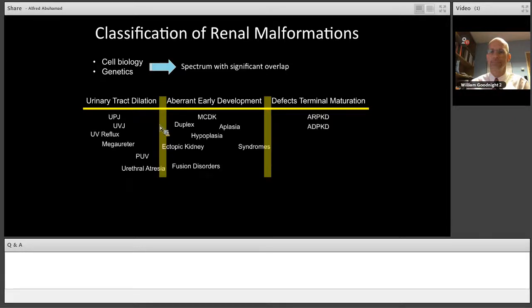So I tried to put all the renal anomalies on this list to show you that you may have a urethral atresia, and that's an obstruction issue resulting in dilation, but then that obstruction leads to a lot of developmental problems with multicystic dysplastic kidneys and so forth. So there's a continuum of overlap between many different abnormalities. Keep that in mind as we try to subclassify them into distinct categories.